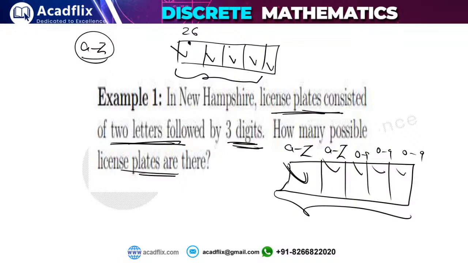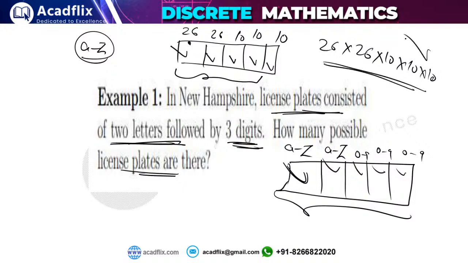Neelam, there are a total of 26 letters, A to Z, in the English alphabet. So you have 26 letters to put here also, and you have 10 digits to put here and 10 digits to put here. So what will be your answer? Your answer will be 26 multiplied by 26 multiplied by 10 multiplied by 10 multiplied by 10. This will be your answer.